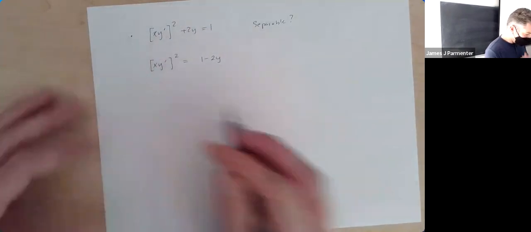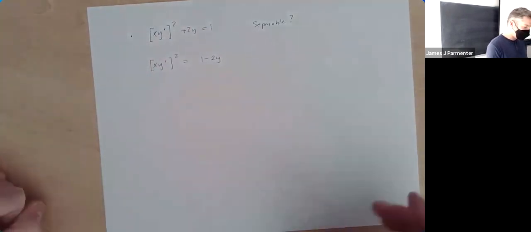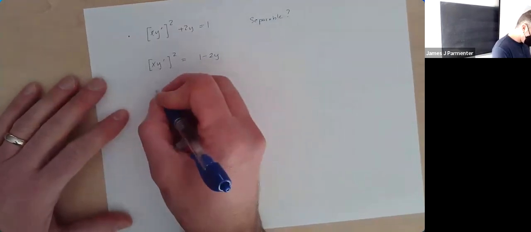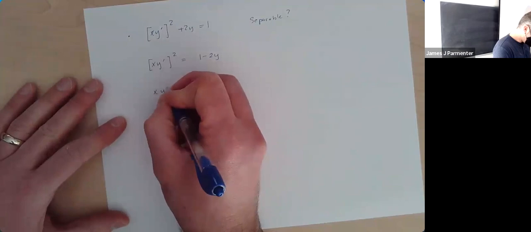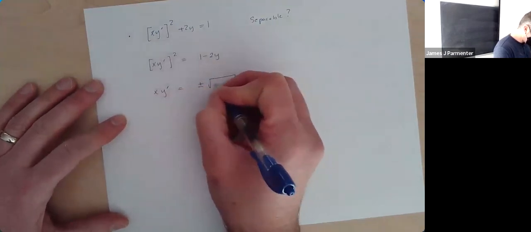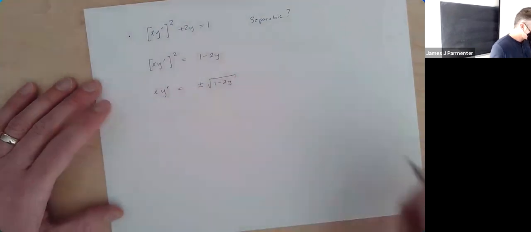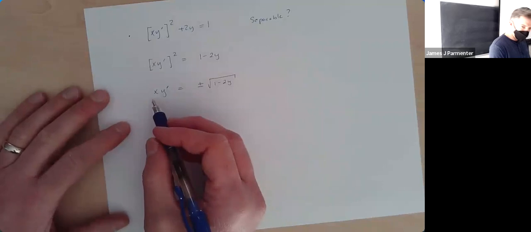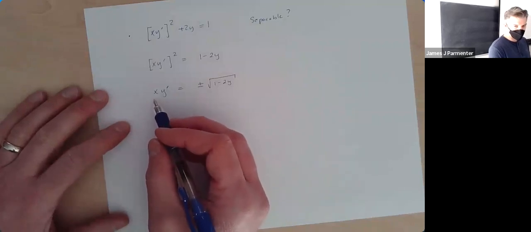I might have squared them each out personally, but he does probably the smarter thing and just takes the square root of both sides. Now, when we do that, we do have to have the plus or minus. So xy prime equals plus or minus the square root of 1 minus 2y. And then I would probably do, yeah, I like dividing both sides by x personally.